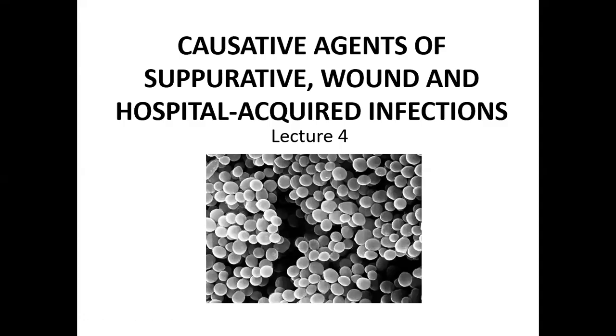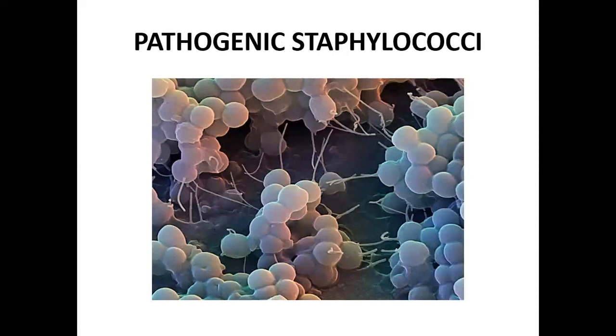Lecture number four, causative agents of suppurative hospital acquired infections. Most of all, hospital acquired infections are caused by pathogenic cocci, and mostly in general pathogenic staphylococci. So let's study pathogenic staphylococci.